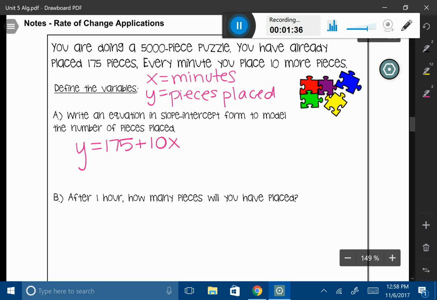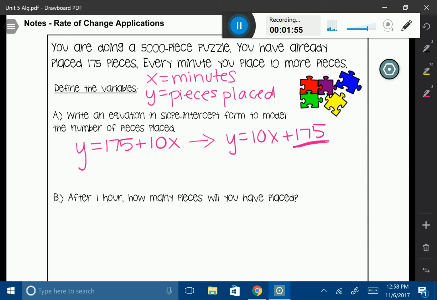Now, I know this isn't in slope-intercept form, so let's go ahead and transfer that. Y is equal to 10x plus 175. This is saying that I've already placed 175 pieces down. That is my y-intercept. We like to call it a flat rate. It's something that's in place and it's not changing. But then, the thing that is changing is I'm going to place down 10 pieces per minute. So my x is going to be the number that's next to my slope. So y equals 10x plus 175 is my slope-intercept form that models this situation.